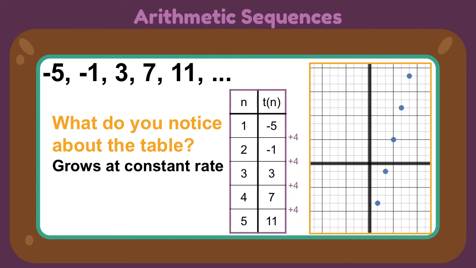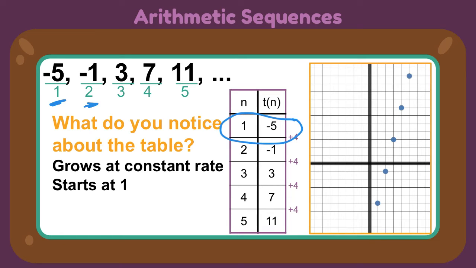So again, the table grows by a constant rate. It grows by 4 every time. And the other thing that you should notice is that this starts at 1. If you look at the first point in the table, we've got the point 1, -5. That's because -5 was the first term in the sequence. Then if you look, 2, -1 is the next point. That's because -1 was the second term in the sequence. And then we've got the point 3, 3, because 3 was the third term in the sequence.